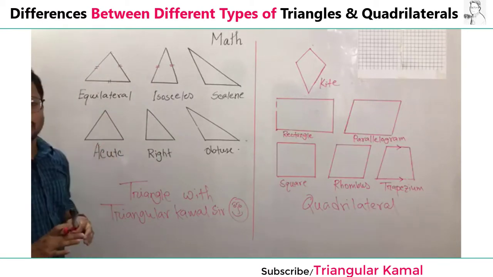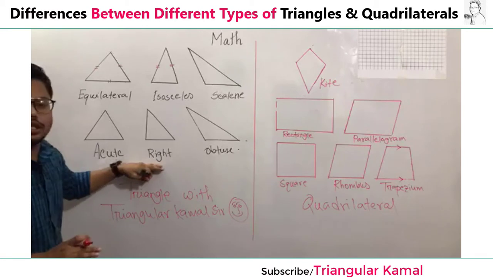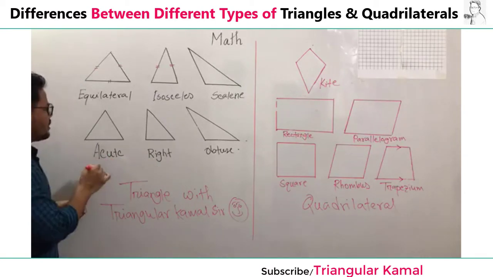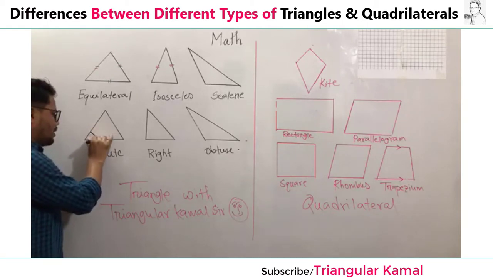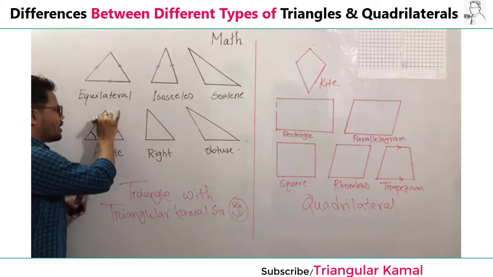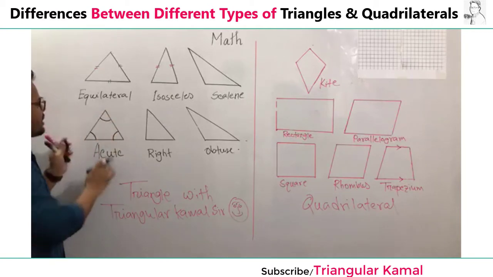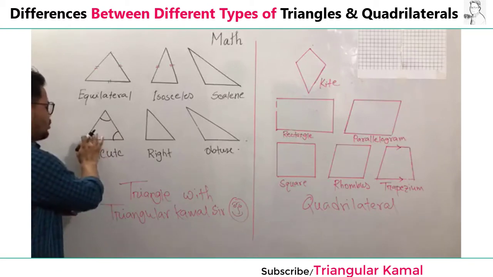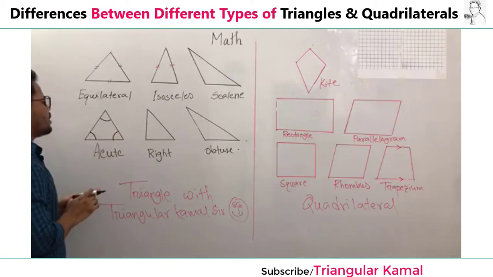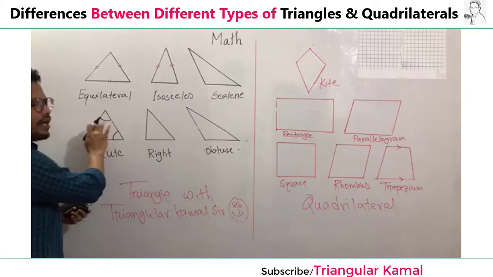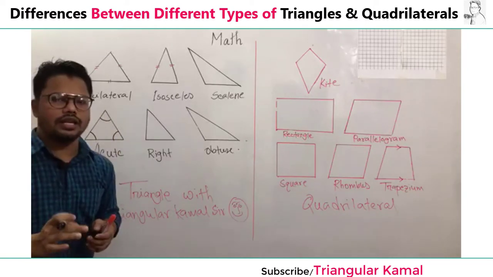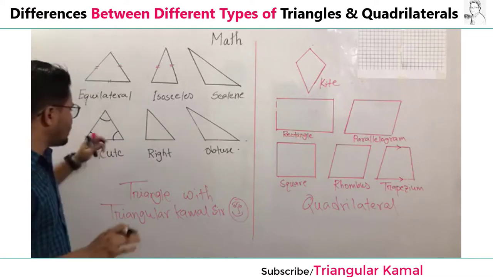Now according to the angle, there are also three types of triangle. This one is an acute angle triangle, which indicates each angle will be acute, each angle will be smaller than 90 degrees. It may be 60 and 60, or if two angles are 50, another angle will be 80. So these three angles must each be smaller than 90.